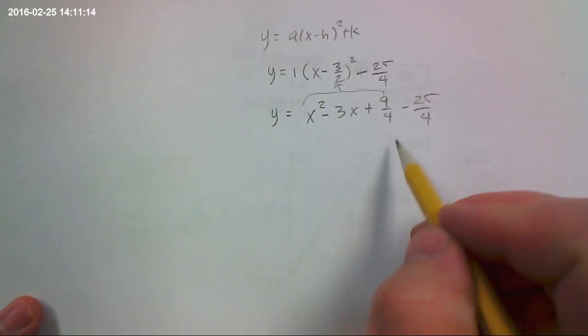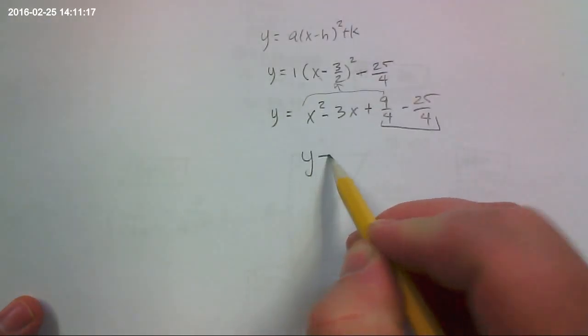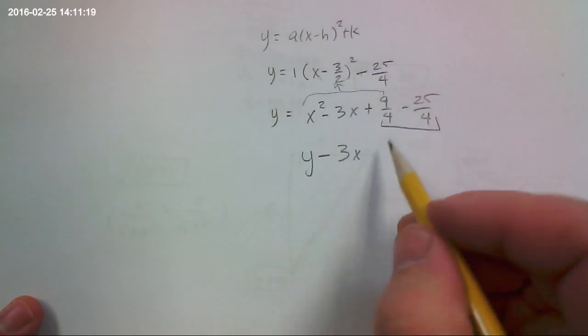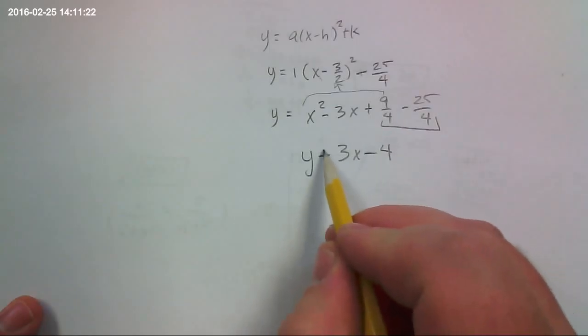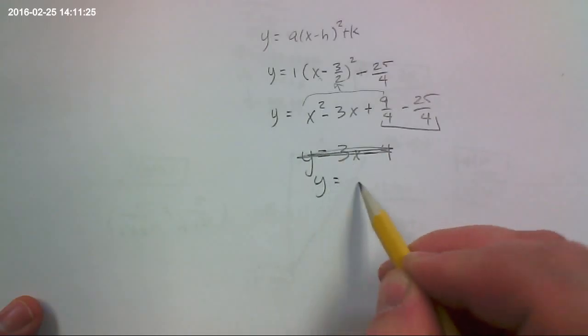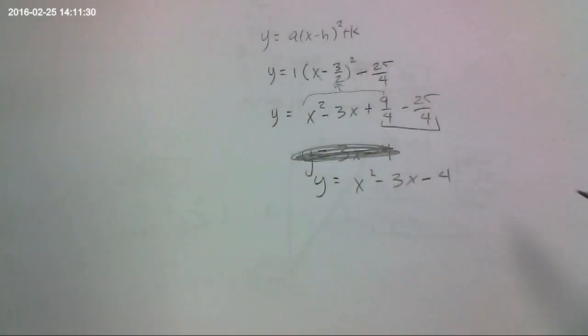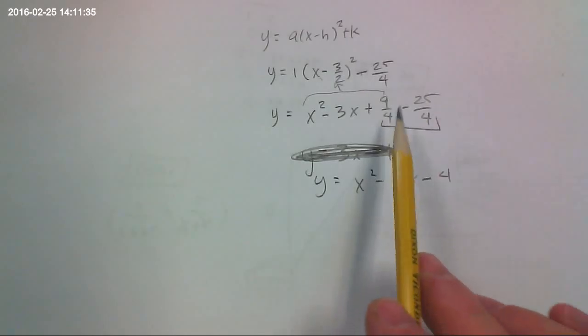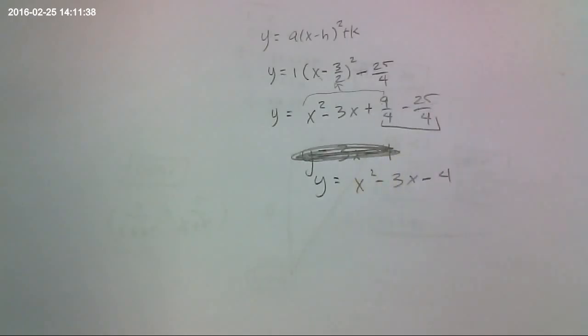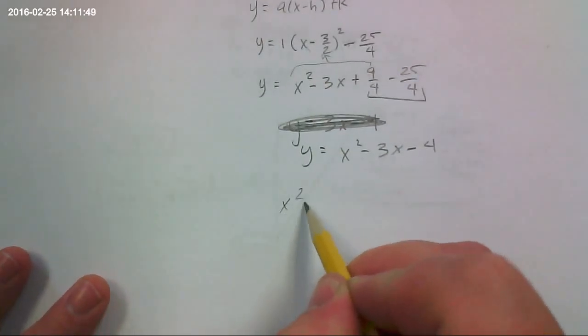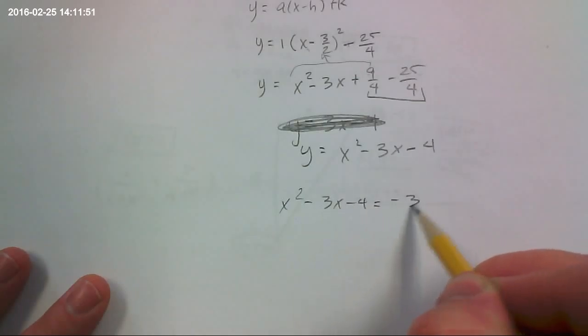Now, let's see here. That is y equals x squared minus 3x minus 4. Why is it minus 4? Yeah. 9 minus 25 is negative 16. Negative 16 over 4 is negative 4. How many guys got that whole thing right? Dang. Okay, next one. Solve x squared minus 3x minus 4 equals negative 3x.